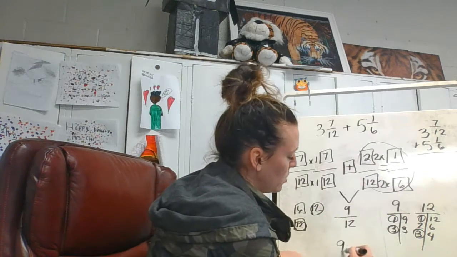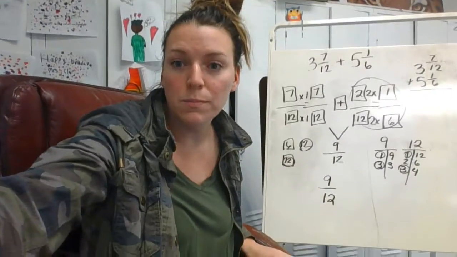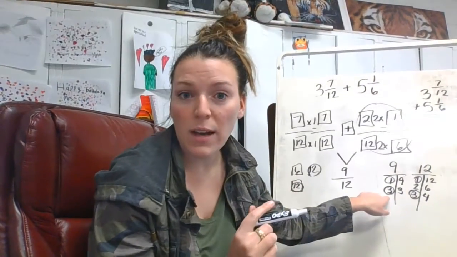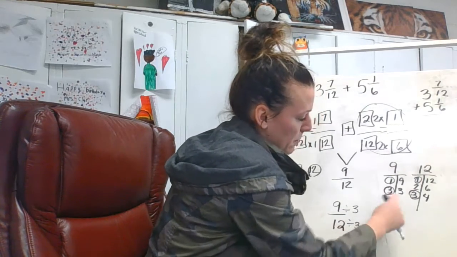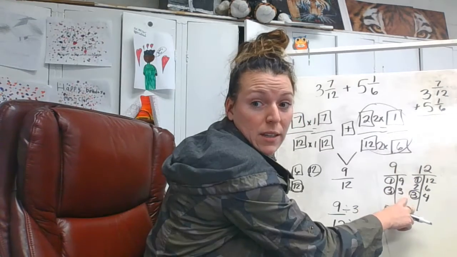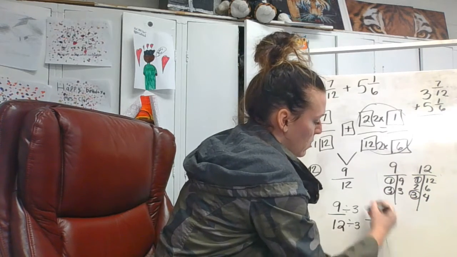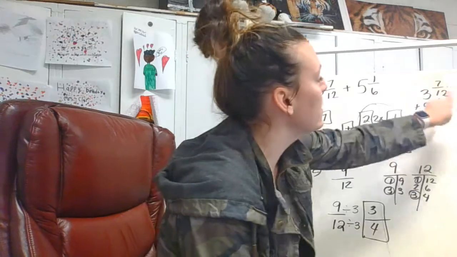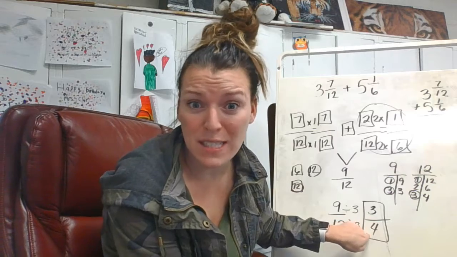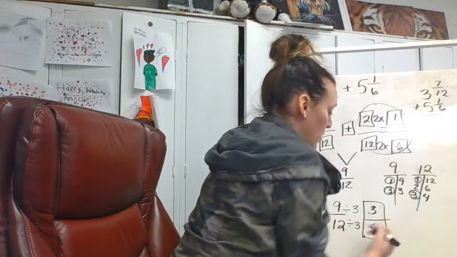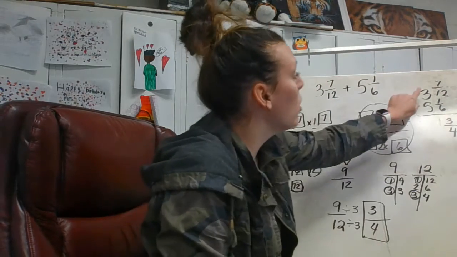Now we can take this 9/12, and we're going to divide it by our greatest common factor. There we go. This is our common factor, and then we're going to divide by 3 because that's the biggest number. 9 divided by 3 is 3. 12 divided by 3 is 4. So our simplified fraction, when you're adding these up, is going to be 3/4. So we've taken care of our fraction. Is this our answer? No, because this is just the fraction. Now we have to add our whole numbers.